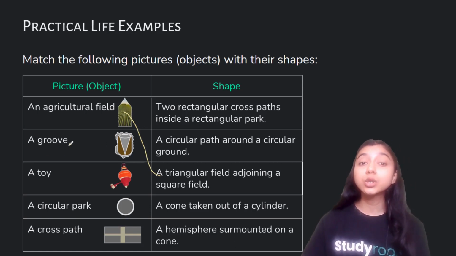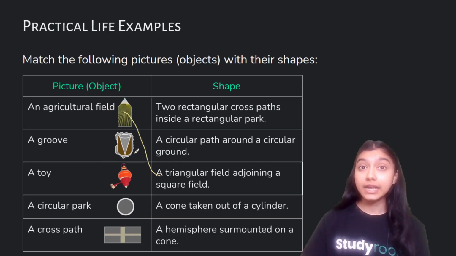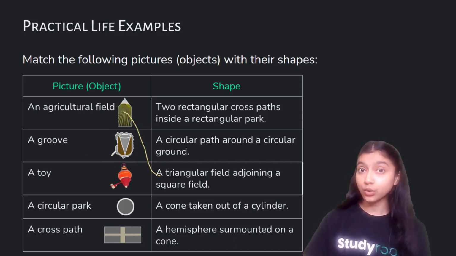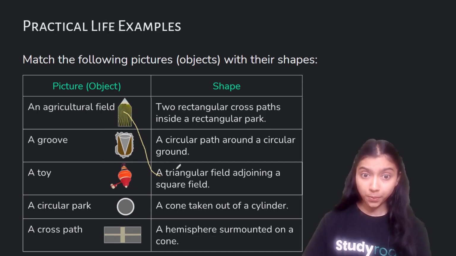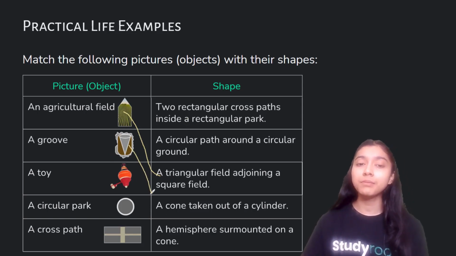Next up, we have a groove. Now, what does the shape look like? It looks like a cone that has been taken out of a cylinder. So, do we have any option over here? Yes, we have a cone taken out of a cylinder. So, we'll match it with a cone taken out of a cylinder.